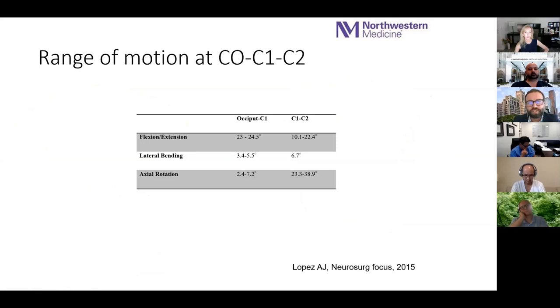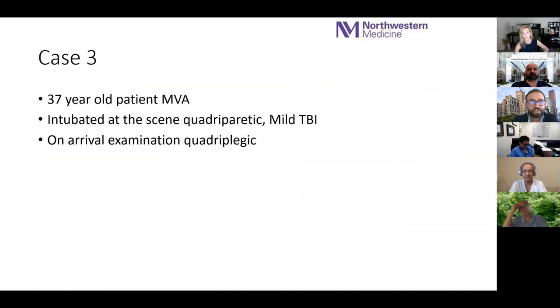There's a lot of motion across the CVJ. I don't want to belabor this. That's why it's hard to achieve a fusion, because you need to combat so much motion across these two joints. Plus, when you put the hardware, there's a lot of gap between the bone that you need to fill so that you achieve a fusion. So that's why it's challenging to achieve a fusion there.